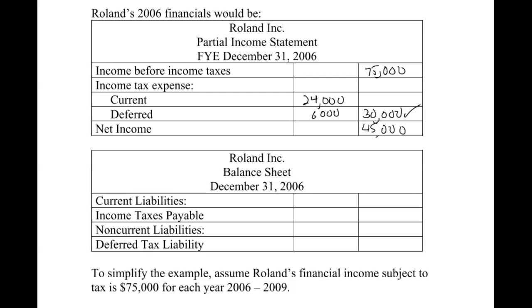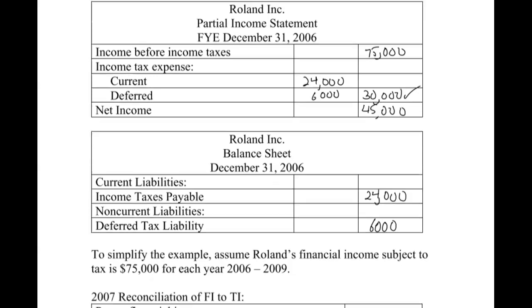And then we'd have our current liability of 24,000 and our deferred tax liability of 6,000. Some teachers and some books may take this deferred tax liability and split it up into a current and deferred portion, meaning what is going to reverse out next year is current, what is going to reverse out longer than next year is non-current. So just pay attention to what your teacher expects of you in that situation.